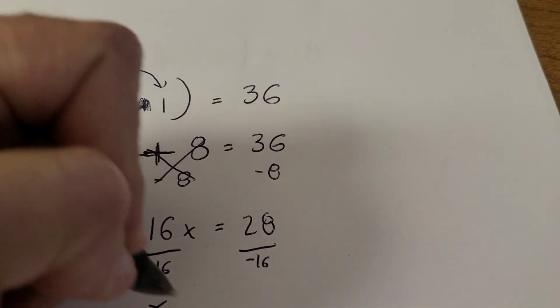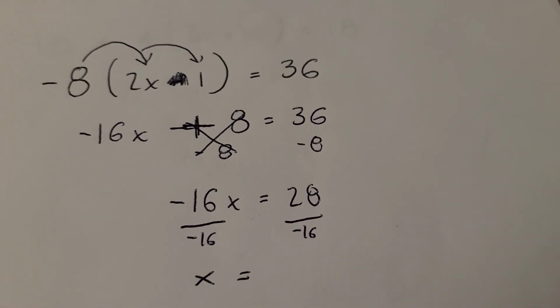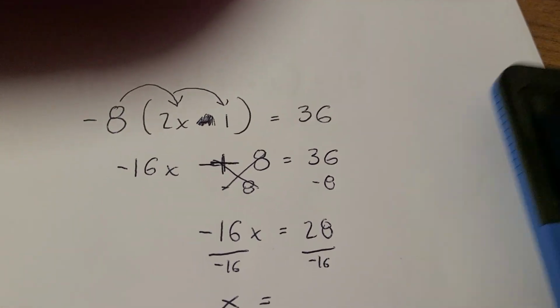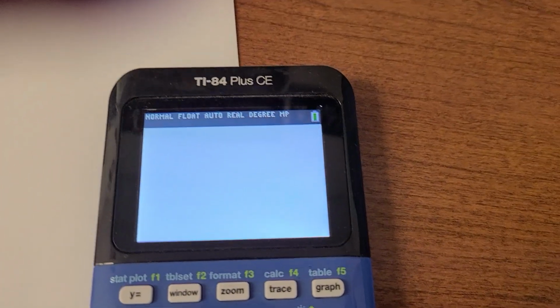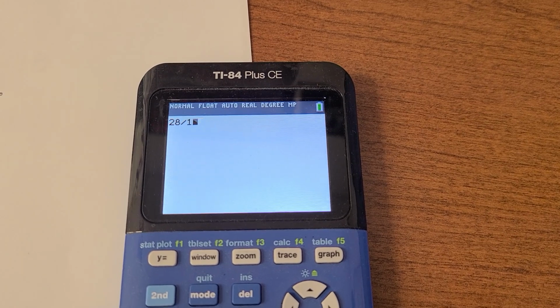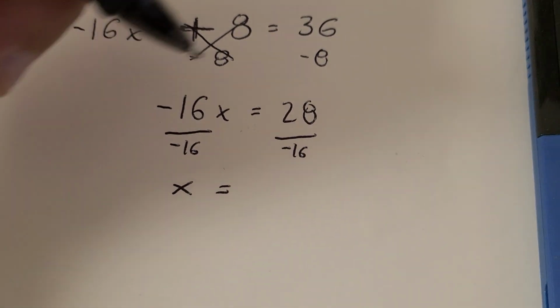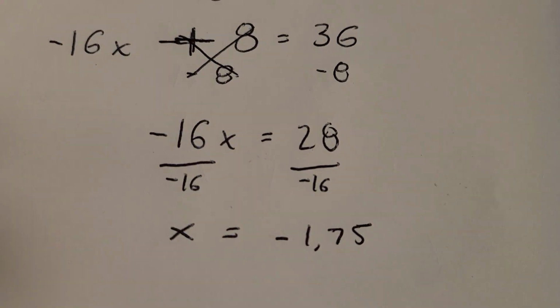And I'm going to get x equals, give me a moment here. I think it's like -1.5, but I'm not sure. Calculator, turn the calculator on. I'm using an old-fashioned graphing calculator. 28 divided by 16 is 1. I was close, 1.75, but it's going to be negative. So I'm going to go back here. It's going to be -1.75, and we're done.